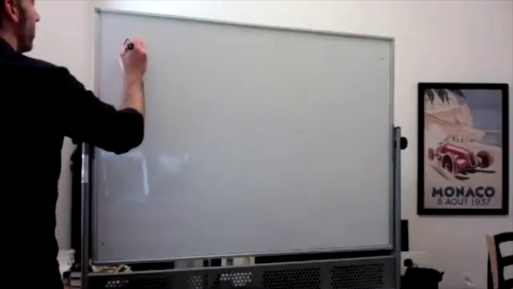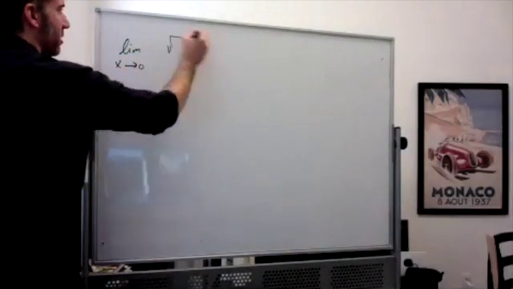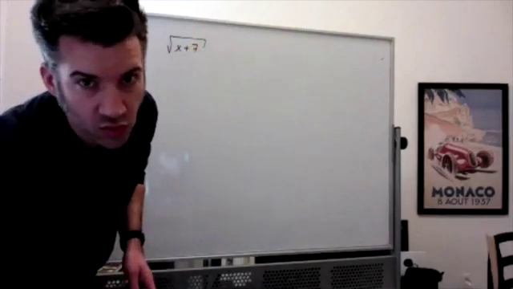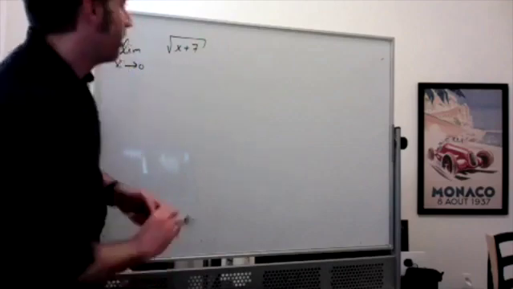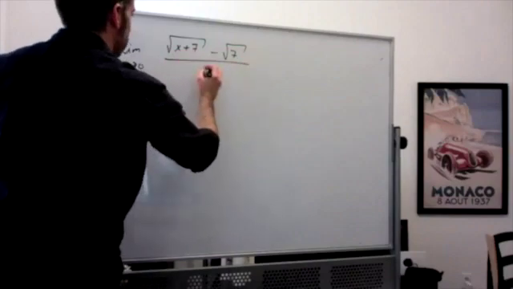So let's say I want to find the limit as x goes to 0 of the thing I just did, the square root of x plus 7 minus the square root of 7 all over x.